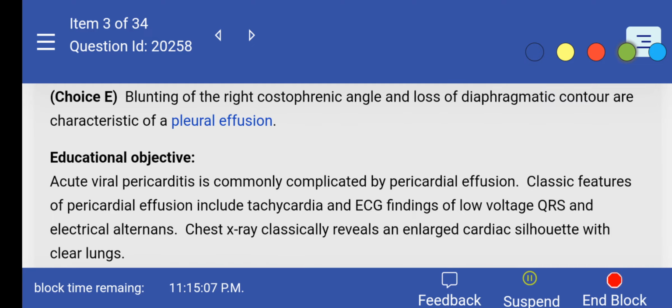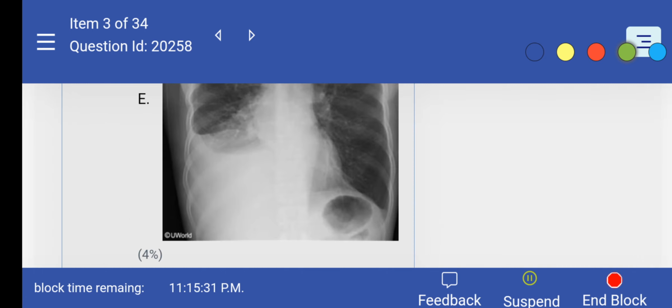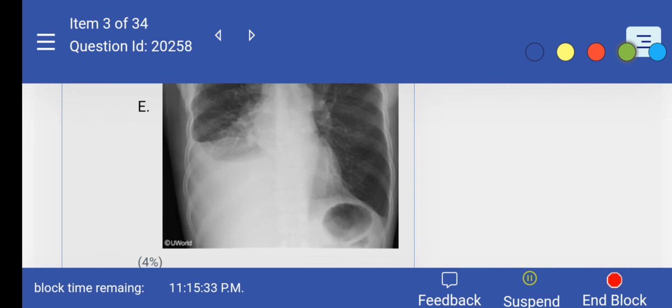Then we have why not option E, like blunting of the right costophrenic angle. We would talk about that. And loss of diaphragmatic contour are characteristic of pleural effusion, right? So this is the characteristic of pleural effusion. Like over here we can see there is no costophrenic angle, right? Like normally it would be just like over here, but it has been hidden, right? So this is the example of a pleural effusion X-ray.